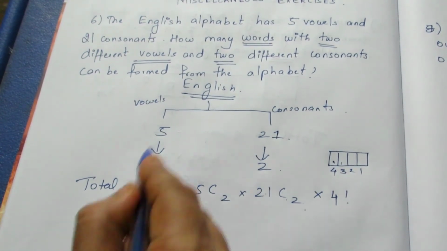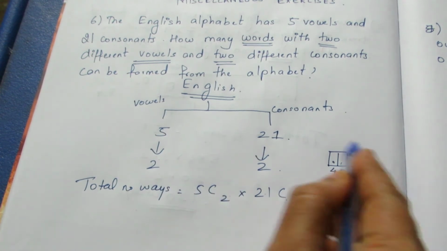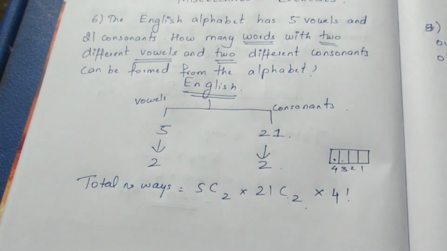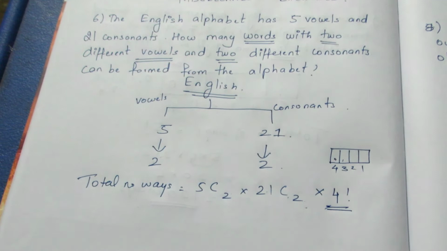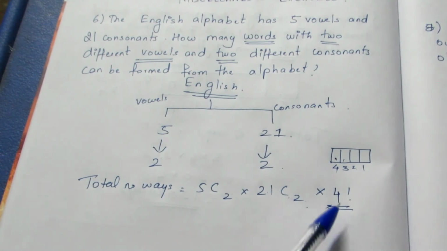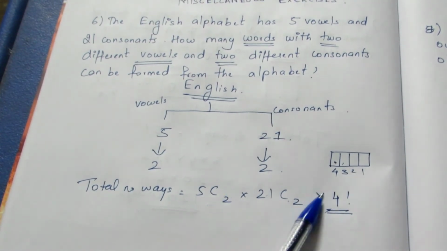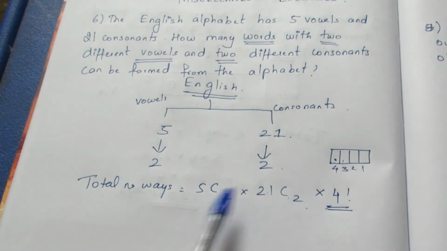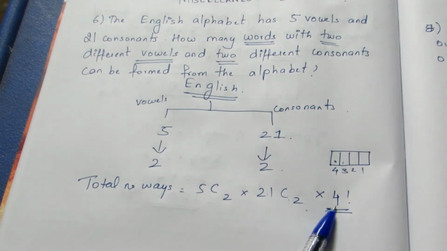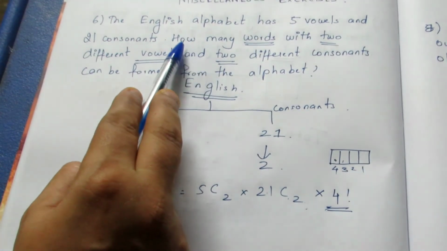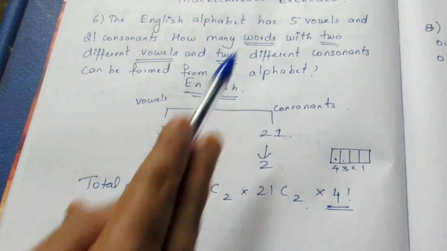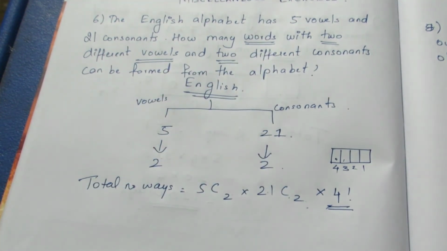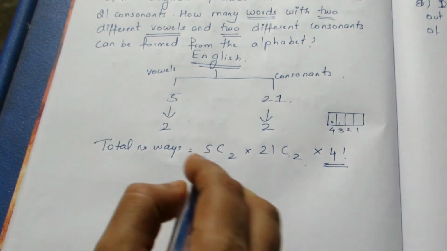So after selecting these 4 letters, we can arrange them to form words. So you will have 4 factorial. Be careful while writing this because people used to forget this. They will only select the letters, they will not arrange them, but here they have asked how many words. So we need to again arrange the selected letters. Now we'll move on to the solution.